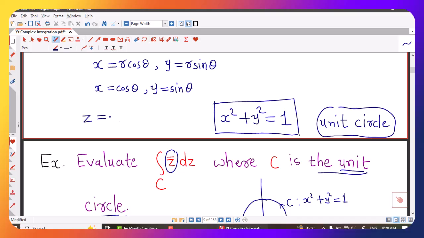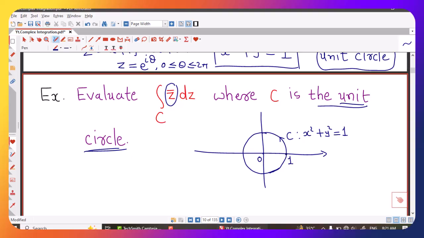Therefore we can write z as x plus iy, that is cos theta plus i sin theta, and using Euler's formula, cos theta plus i sin theta can be rewritten as z equal to e raised to i theta. We want to integrate over the whole unit circle, therefore theta will lie between 0 and 2 pi. If we start with this point, here theta is 0, and after completing the whole circle we come to this point again, that is, up to theta equal to 2 pi.